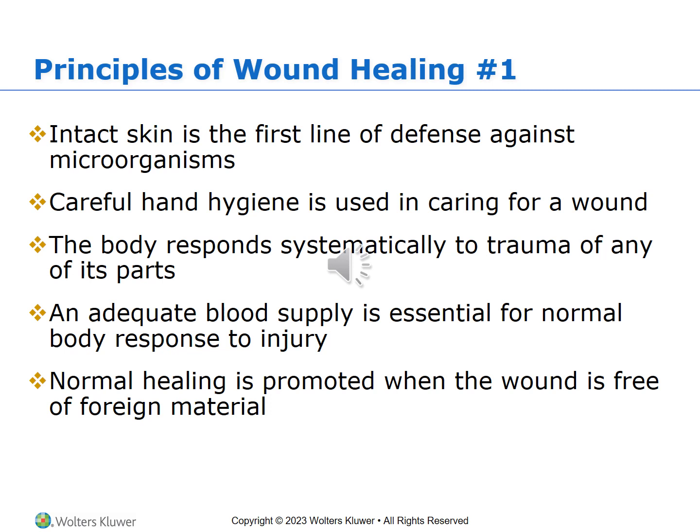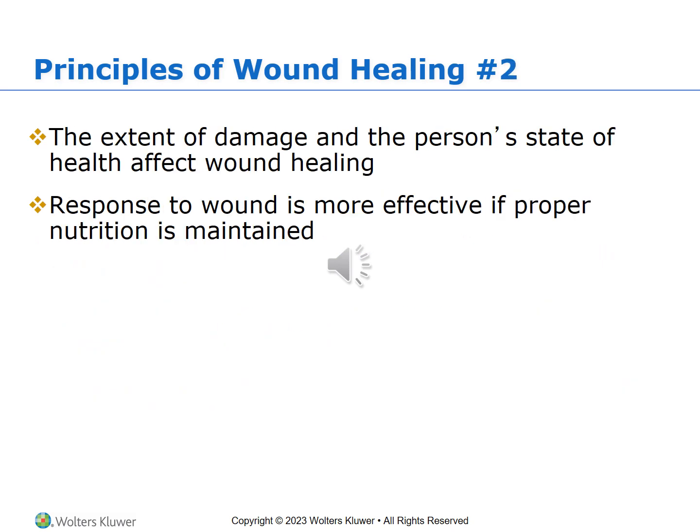The body responds systematically to trauma of any of its parts. An adequate blood supply is essential for normal body response to injury. Normal healing is promoted when the wound is free from foreign material. So, the second slide for principles of wound healing. The extent of damage and the person's state of health affect wound healing.